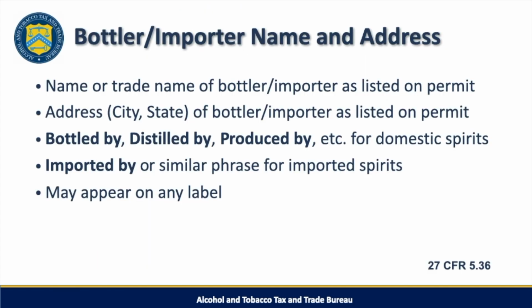Bottler and importer name and address. The operating name or trade name and the city and state of the bottler, distiller, processor, or importer as listed on the permit may appear on any label. An appropriate explanatory phrase must precede the name and address statement. Some common phrases include "bottled by," "distilled by," or "produced by" for domestic products and "imported by" for imported products.